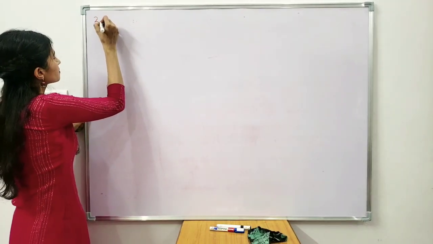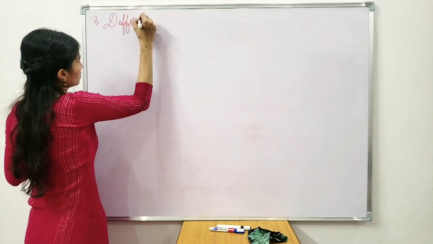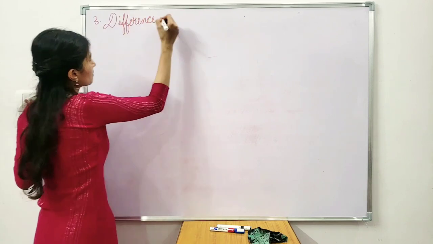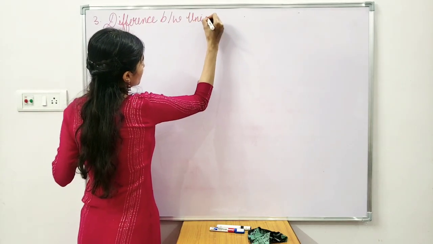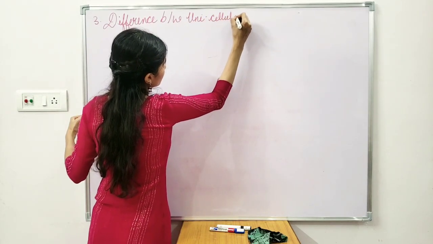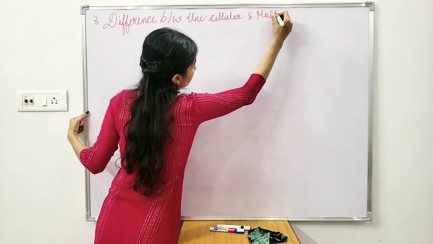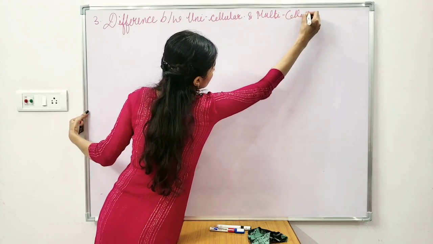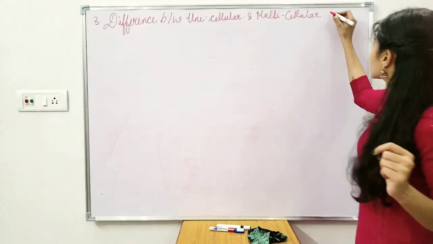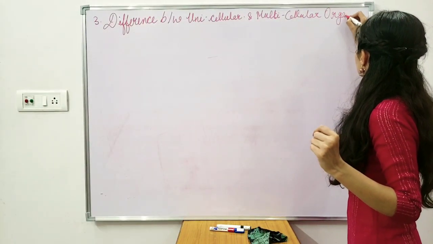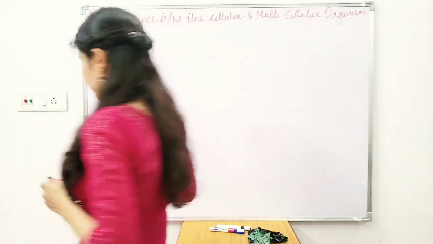So, the third topic of the content is the difference between unicellular and multicellular organisms. This is the third topic of the content.